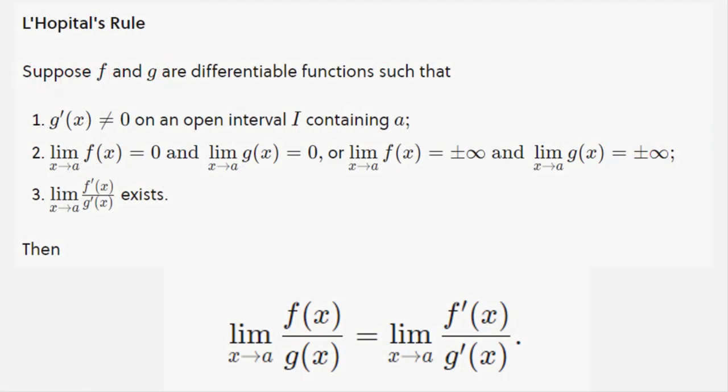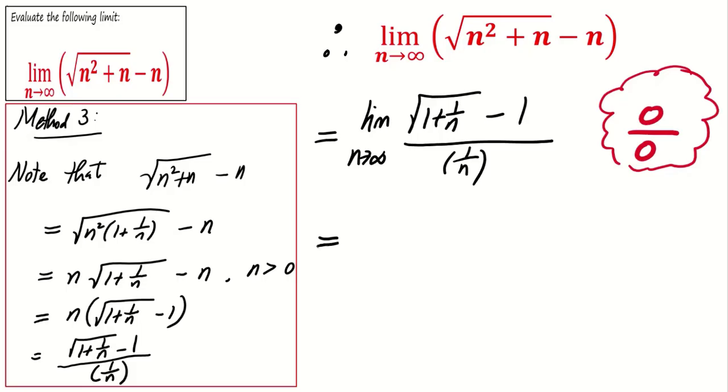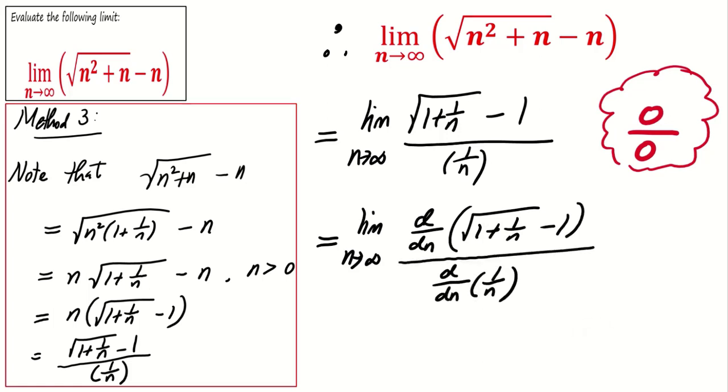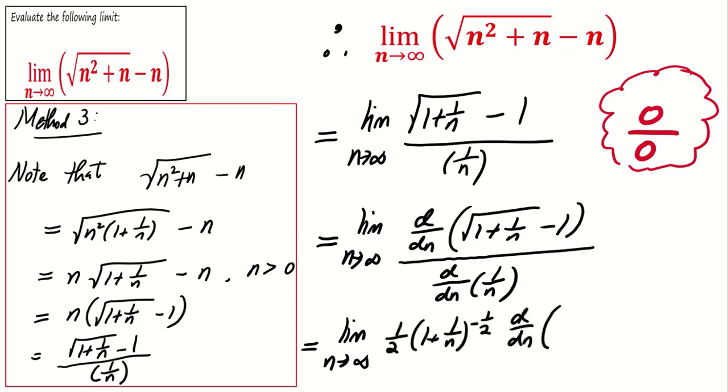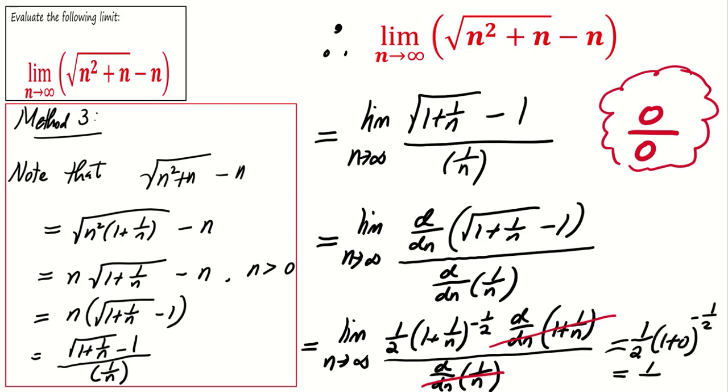Using this rule, we differentiate both the numerator and denominator with respect to n separately. Using the chain rule in the numerator, we obtain half times (1 plus 1 over n) to the power of negative half, times d/dn of (1 plus 1 over n). For now, we do not need to perform the differentiation in the denominator. Here is an important observation: d/dn of (1 plus 1 over n) is equal to d/dn of 1 over n, and thus they cancel out. Substituting the value of n, we get the answer half.